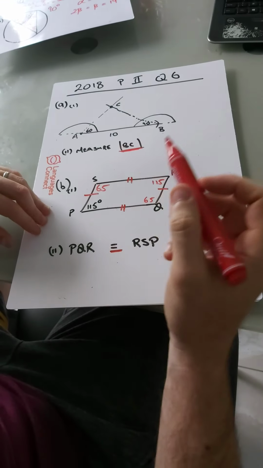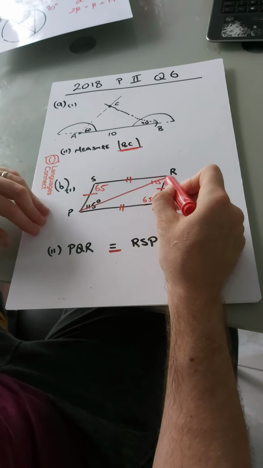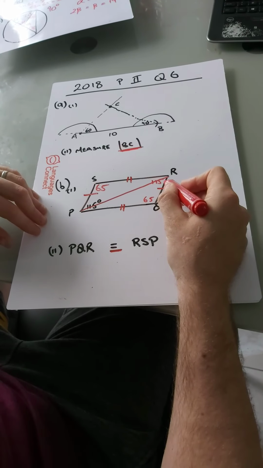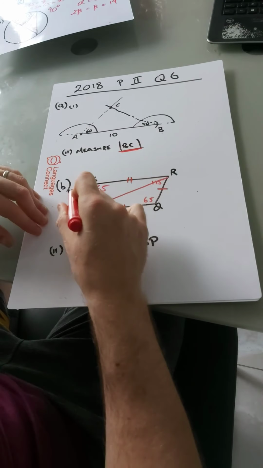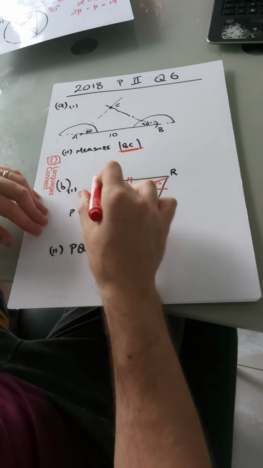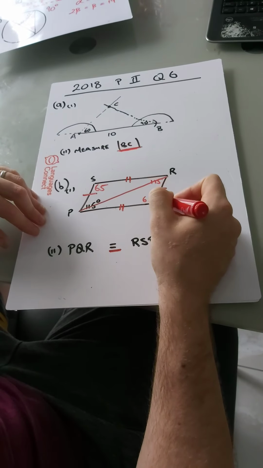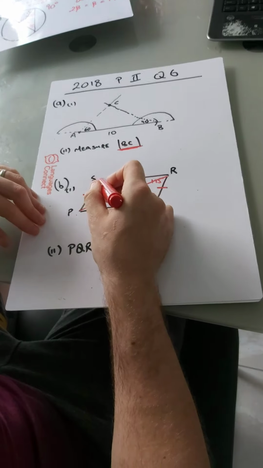Okay, so the way I do that is PQR is this one here. I'm just going to draw a line across it. I know that RQ is the same as SP because it's a parallelogram, opposite sides are the same. I know that PQ is the same as SR because it's a parallelogram, opposite sides are equal. And I know that RQP is 65 and also RSP is 65.